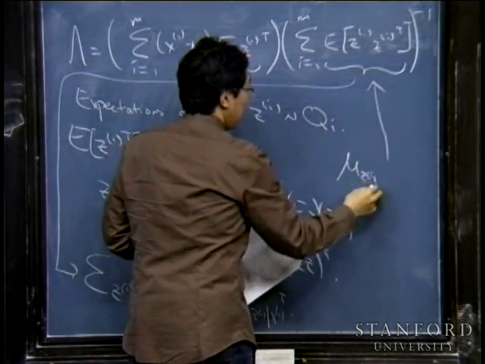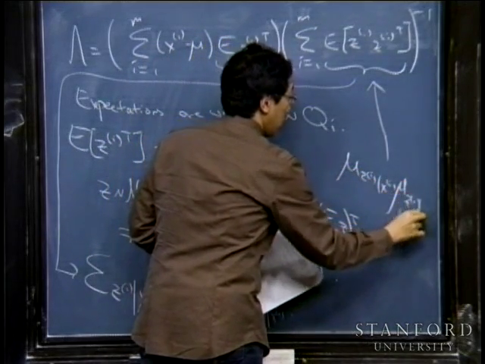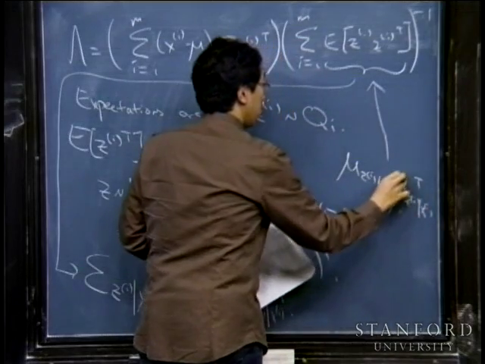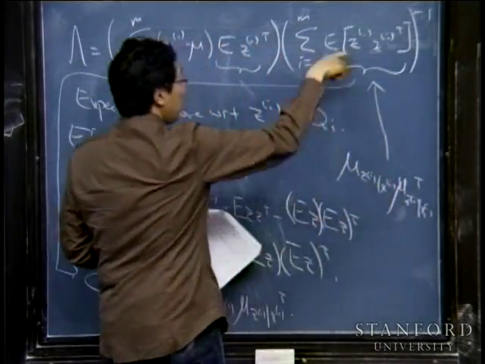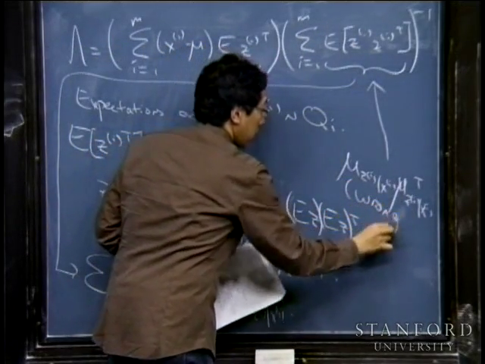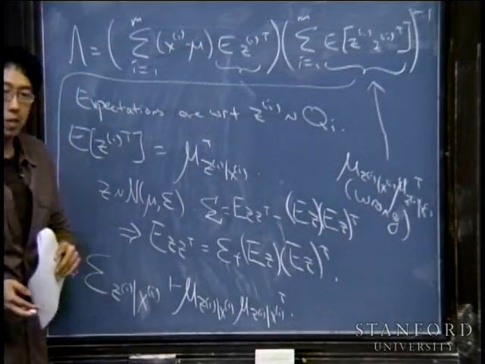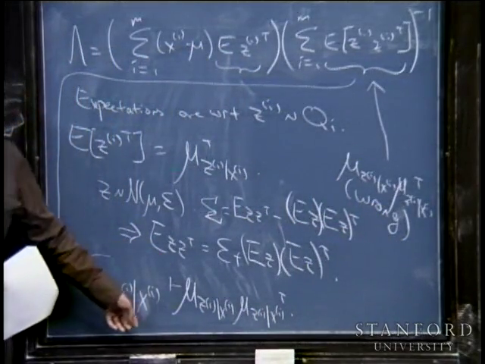And so we'll plug in mu of Zi given Xi times mu of Zi given Xi transpose into that expectation. And this is an incorrect derivation of EM, because it's missing this other term, sigma of Zi given Xi.